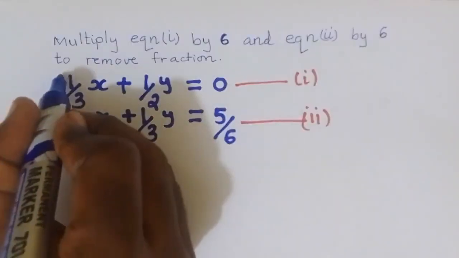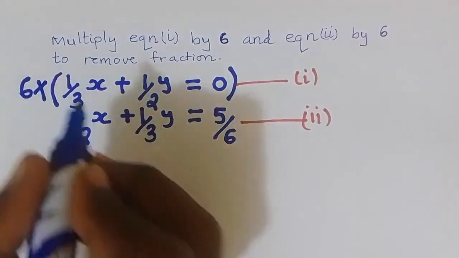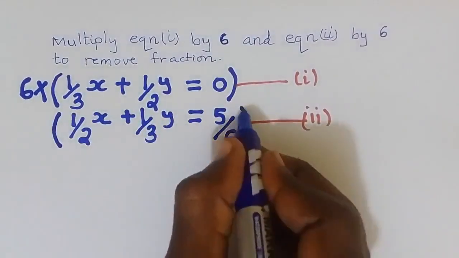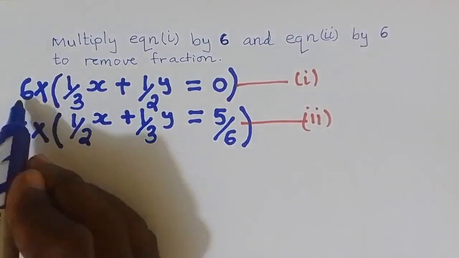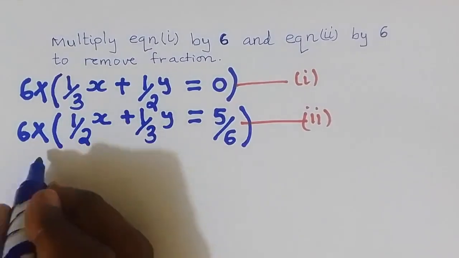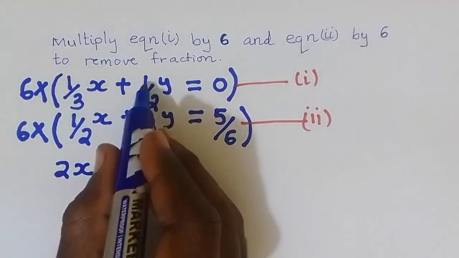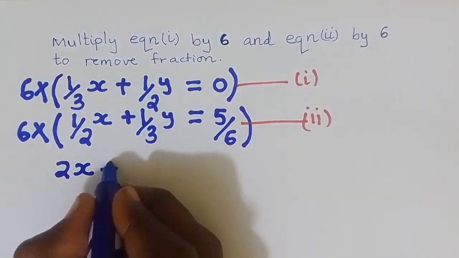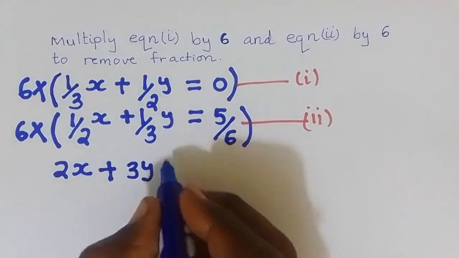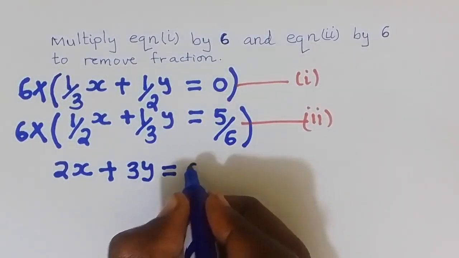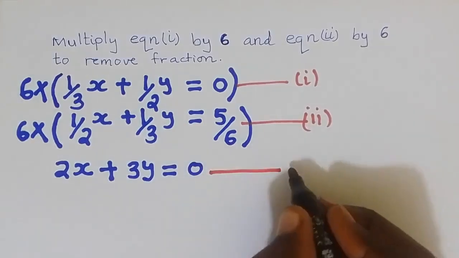So I'll multiply this equation here by 6, and equation number 2 I'll multiply by 6. Now 6 multiplied by 1 over 3x, I'm going to get 2x. 6 multiplied by 1 over 2y, I'm going to get addition of 3y. 6 multiplied by 0, I'll get 0. I'm going to call this equation number 3.